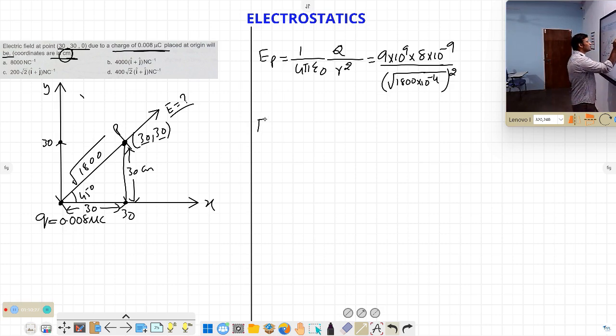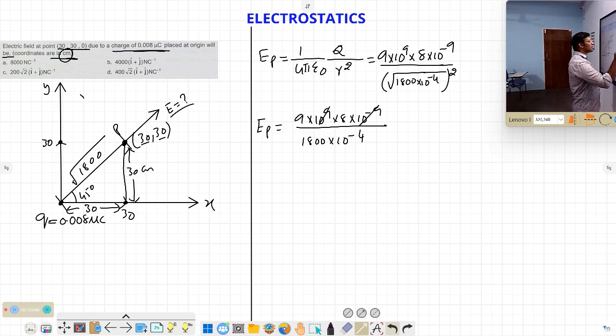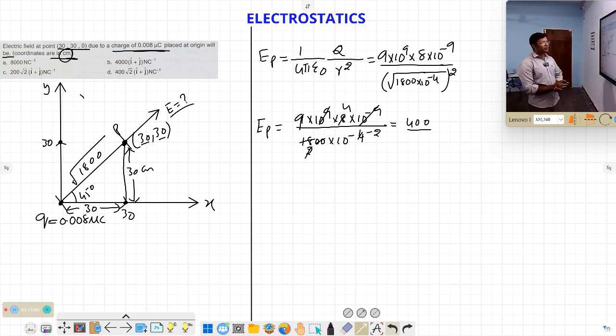Now if you calculate this, what EP value are you going to get? That is 9 into 10 power 9 into 8 into 10 power minus 9 by the root square cancelled, so you are going to get 1800 into 10 power minus 4 here. So 10 power plus 9 minus 9 get cancelled, and here you can calculate the two zeros, minus 2, and 9 twos are, and 2 fours are, I can cancel. So what you are going to get is minus 2; if you make it upwards, it becomes 400. So the electric field intensity at that point you got as 400.